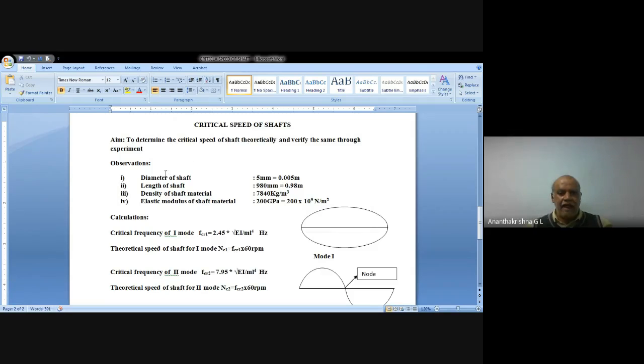Noted? Note down the observations. First one is diameter of the shaft. It is 5 mm. That is 0.005 meters. Length of shaft 980 mm. That is 0.98 meters. Density of shaft material is 7840 kg per meter cube. Then elastic modulus of shaft material is 200 GPa. That is 200 into 10 power 9 Newton per meter square. Note down the observations.